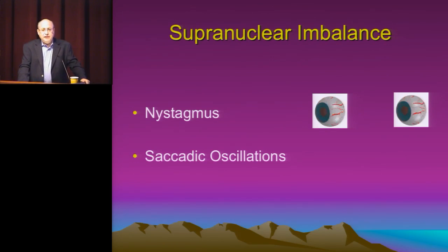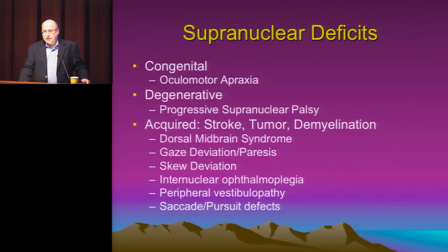So, if there's an abnormality in the rapid eye movement system, we get saccadic oscillations. These are unwanted saccades that are not suppressed, and they're all rapid eye movements. There's nothing slow about them. So we should talk about some diseases that affect supranuclear deficits. First of all, you can be born with a problem with making saccades, and that's called congenital ocular motor apraxia. The most important degenerative disease that gives you supranuclear deficit is PSP, or progressive supranuclear palsy.